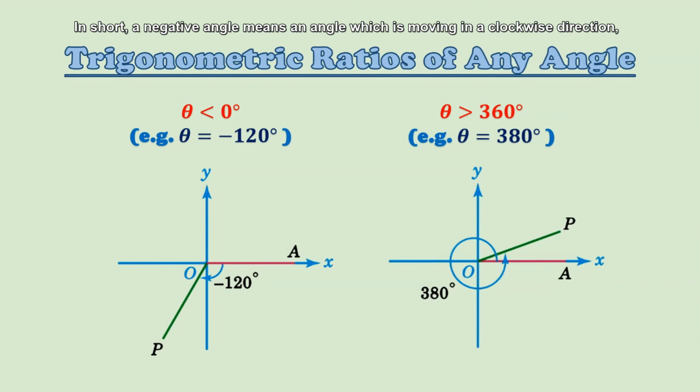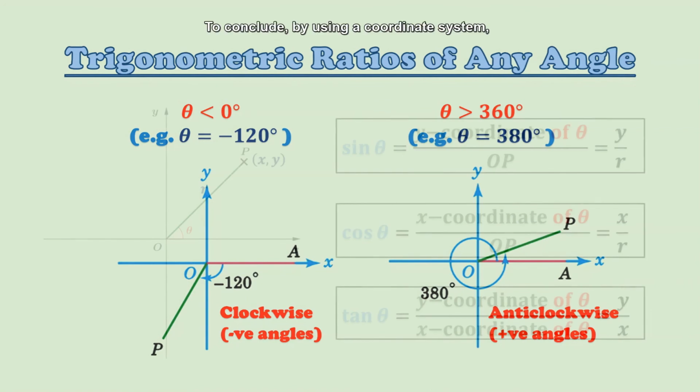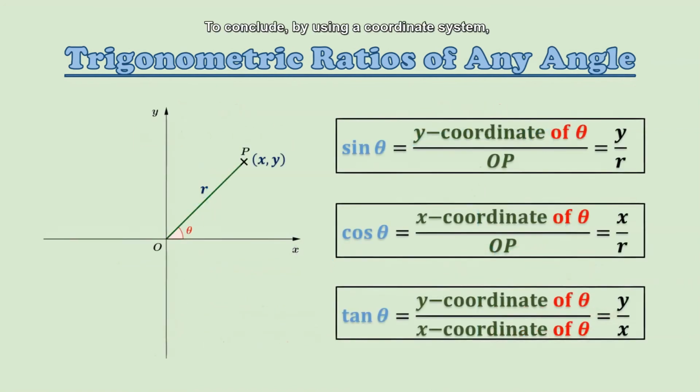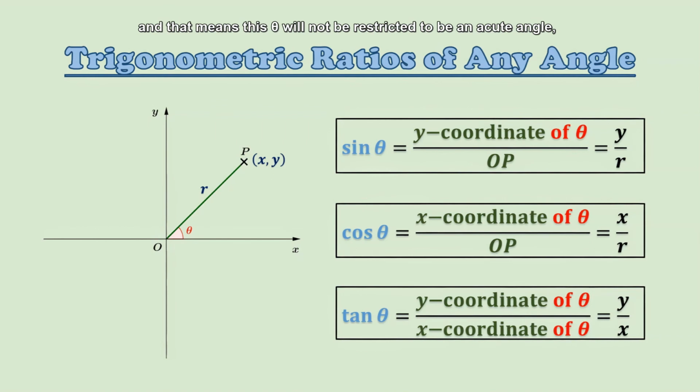In short, a negative angle means an angle which is moving in a clockwise direction, and a positive angle means an angle which is moving in an anti-clockwise direction. To conclude, by using a coordinate system, we can define the values of sine, cosine, and tangent without referring to a right-angled triangle. And that means this theta will not be restricted to be an acute angle, and that's how we can define trigonometric ratios of any angle.